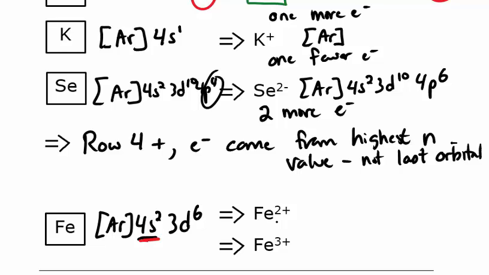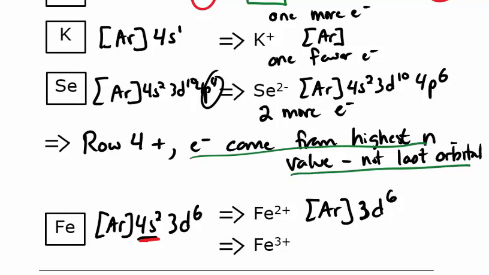Okay, so to take out 2 electrons for Fe2+, you take out those 2 4s, and the configuration becomes argon 3d6, because the 2 4s electrons are gone. So again, back to the rule. In row 4 or more, the electrons come from the highest n, not from the last orbital that was filled. Now what if I need to take out a 3rd electron? Well, that will come out of the 3d6 because there's no more n equals 4 left. So Fe3+ is argon 3d5.